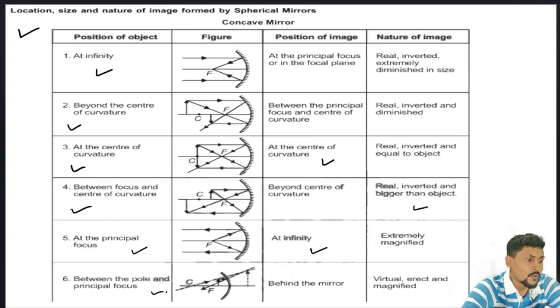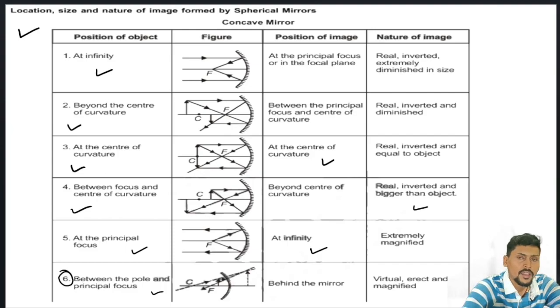Next, when the object lies between the pole and principal focus of a concave mirror, the image will be formed behind the mirror and the image will be virtual, erect and magnified. So you see, here we discussed 6 cases. Out of the 6 cases, in the first 5 cases we got real image, but only in the 6th case we got virtual image.